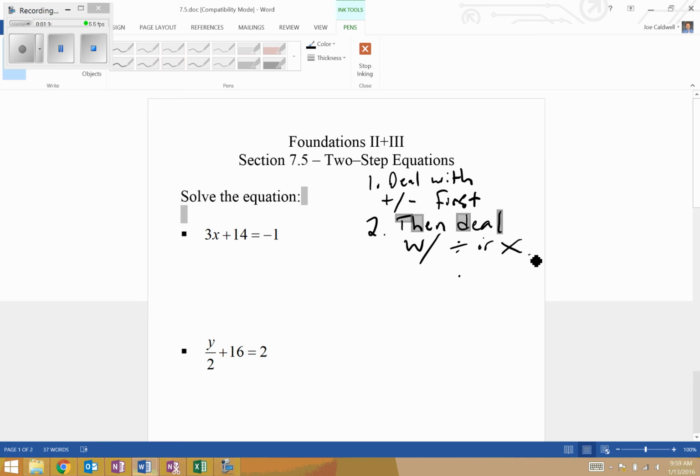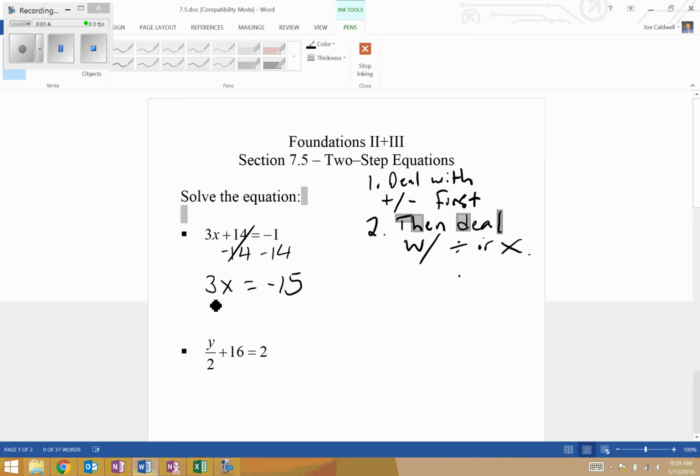Okay, so in this first example, we have 3x plus 14 equals -1. Well, we want to deal with doing the inverse of that plus 14 first. Always got to do that first. So plus 14 minus 14 is going to cancel out, and then we're going to be left with 3x equals -15. Those signs are the same, so you're going to add them up. Notice how I simplified and then wrote down the equation again on the next line. It's really going to help you keep these multiple-step problems straight.